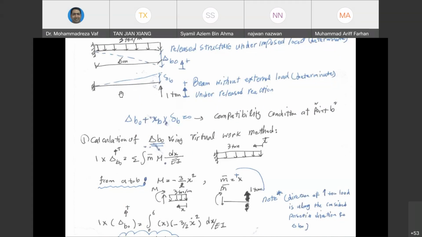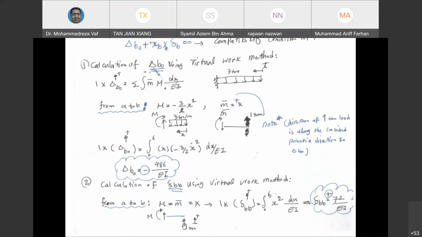Now we go for delta B. Delta B, we said, again, similar to delta BO, we are going to use virtual work method. So if you want to calculate delta B, your first job is to get M for this structure, and then get M bar for a structure similar to the first one without this load, but with a unit load. So that M bar basically is going to be similar to M, because if you remove this one and apply unit load there, these two structures become similar. That's why M and M bar for the second structure will be exactly the same.